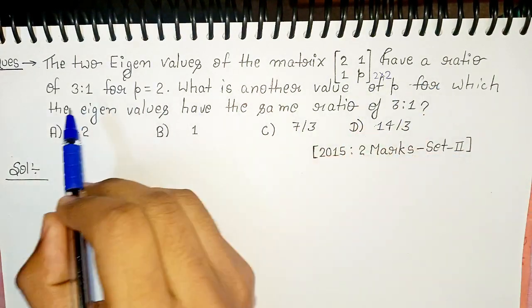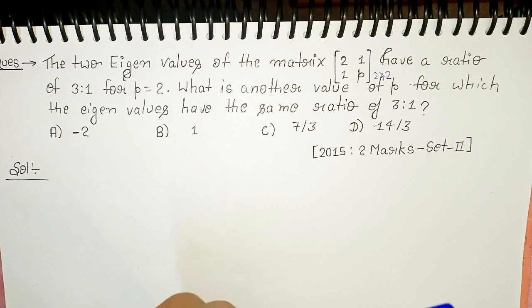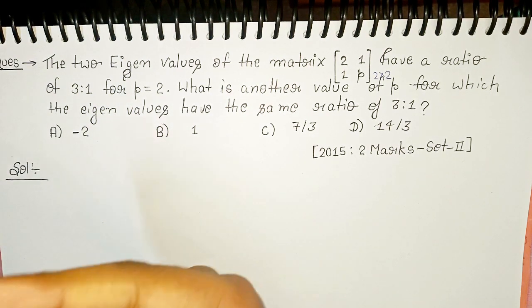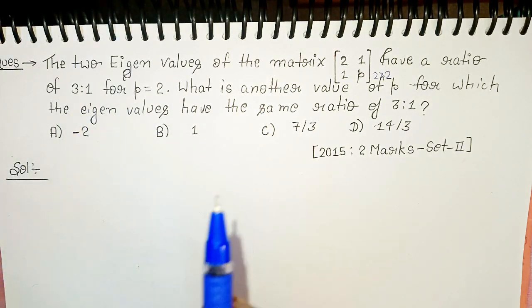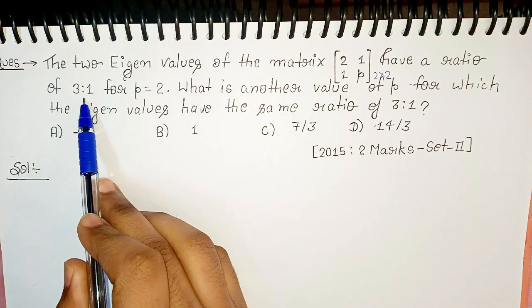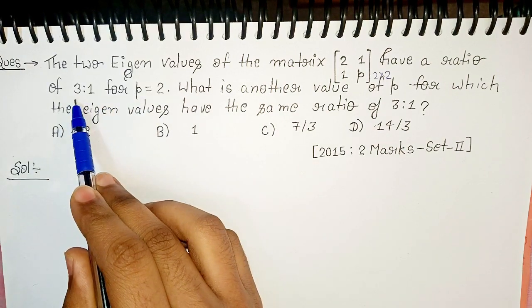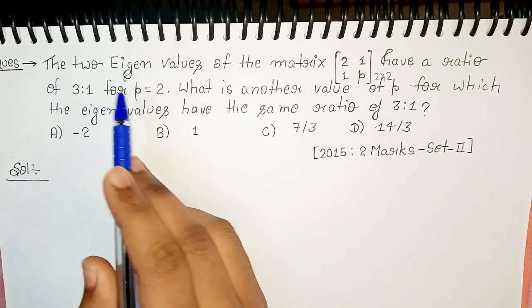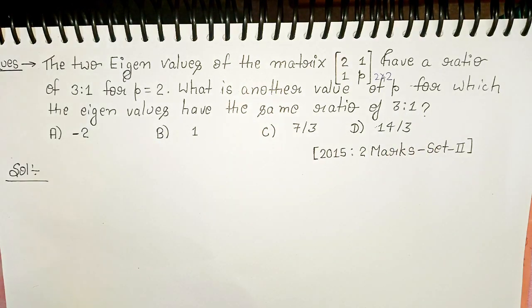Okay, and they are saying that the ratio of the two eigenvalues of this matrix is 3:1. That means the greater eigenvalue is lambda 1, the smaller is lambda 2, then lambda 1 divided by lambda 2 is equal to 3. And this is saying that for p equal to 2, the ratio of the eigenvalues is this. Means if the value of p is 2, then the ratio of the eigenvalues is 3:1. Then they are asking what is the another value of p for which the eigenvalues have the same ratio of 3:1.